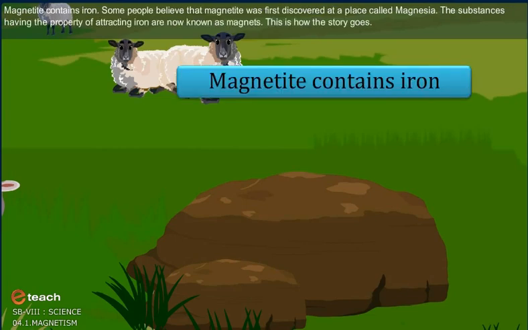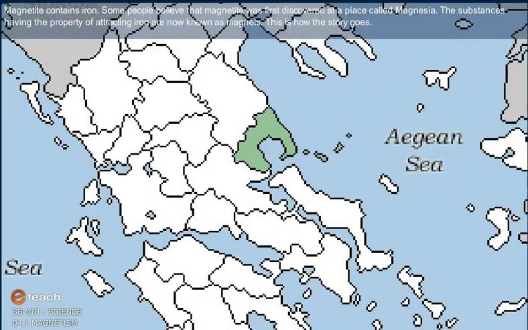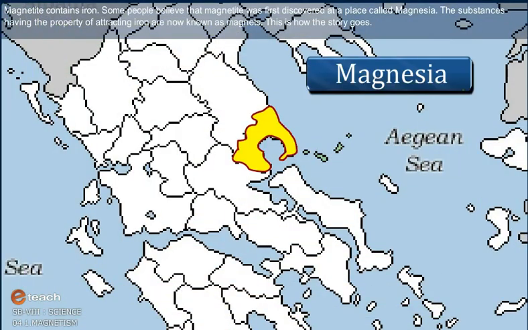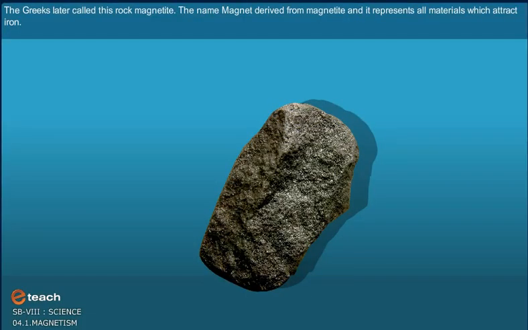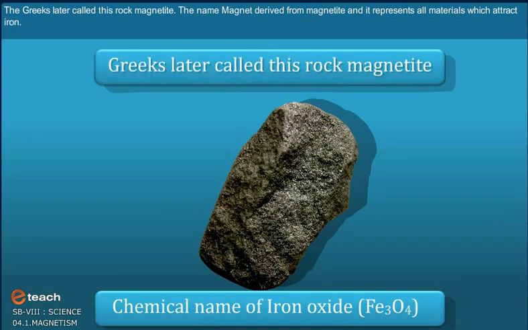Magnetite contains iron. Some people believe that magnetite was first discovered at a place called Magnesia. The substances having the property of attracting iron are now known as magnets. This is how the story goes. The Greeks later called this rock magnetite. The name magnet derived from magnetite, and it represents all materials which attract iron.